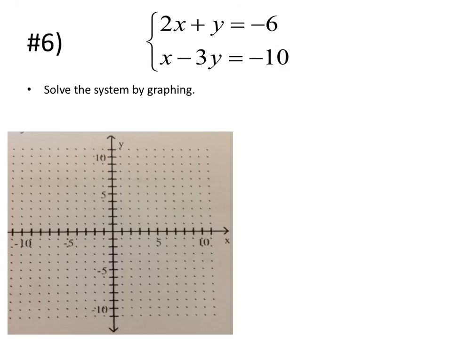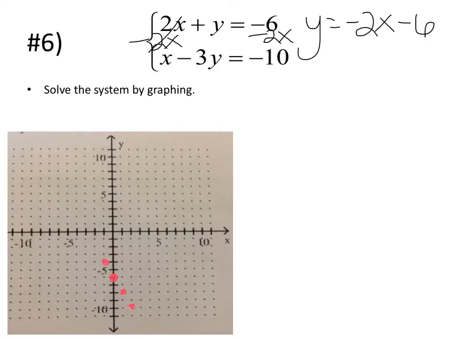Here, I'm going to subtract 2x from both sides, giving me y equals -2x minus 6. Let's go ahead and graph that. So it's -6, and I'm going to go down 2 over 1. And then if I go up 2 over 1, down 2 over 1, up 2 over 1. Okay. Let's go ahead and connect those.